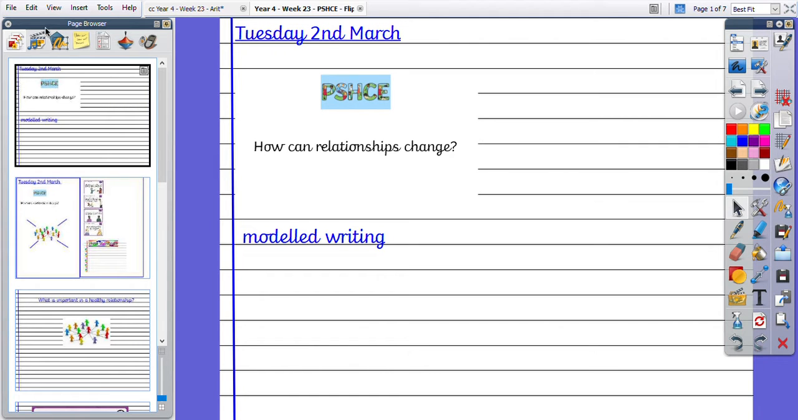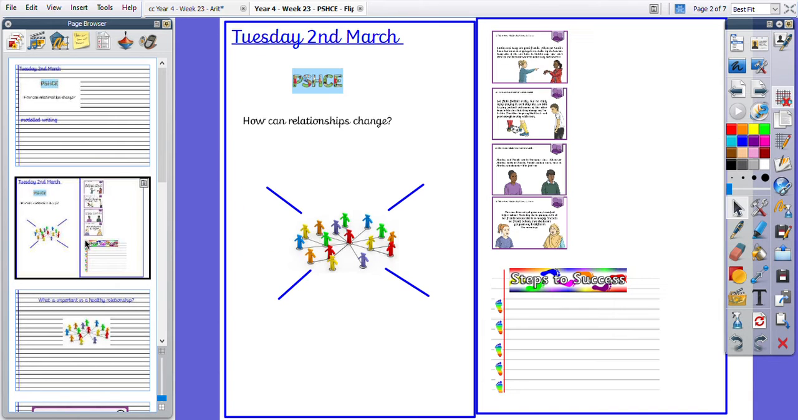Good afternoon, Year 4. Our PSHCE question today is how can relationships change? So it is Tuesday the 2nd of March and your book will look something like this by the end of the lesson.